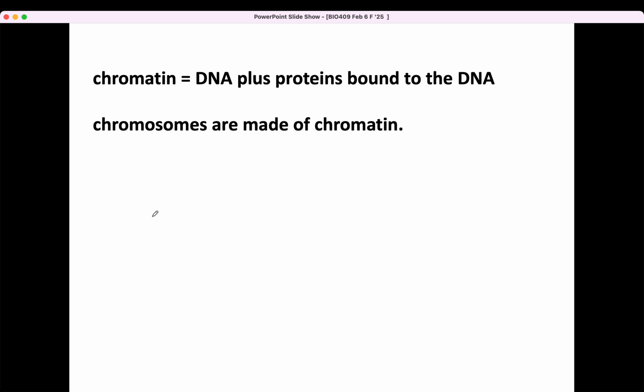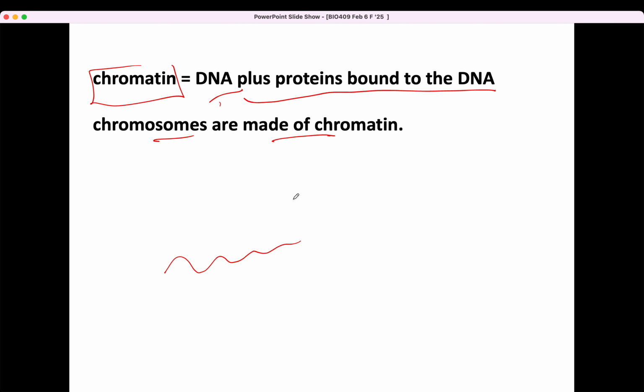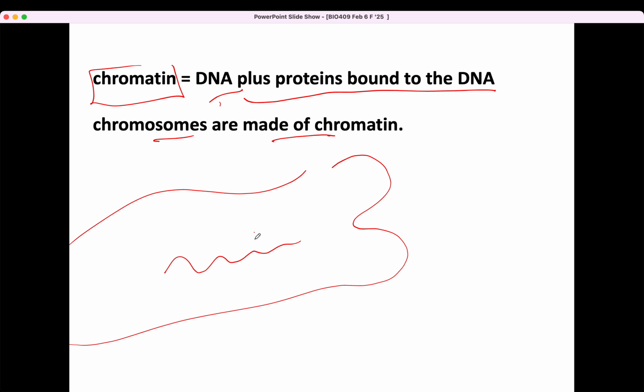So the first thing is we want to make some definitions of terms. Chromatin is a word for the DNA plus proteins bound to the DNA, and chromosomes are made of chromatin. So we have DNA and chromosomes in our body, and the chromosomes are made up of DNA plus the proteins bound to the DNA. Those proteins include all the transcription factors we've been talking about, and they also include some structural proteins, and the most famous of those are histones.